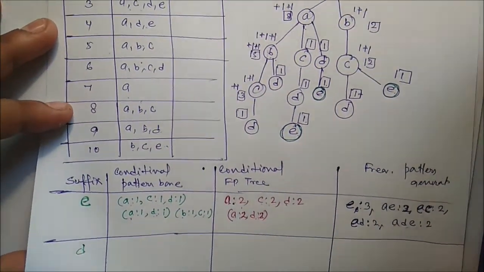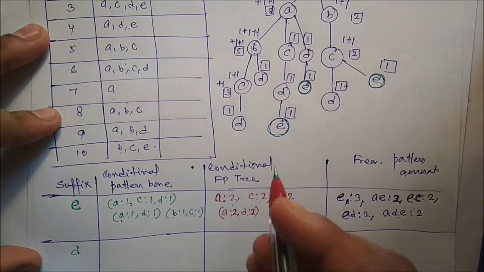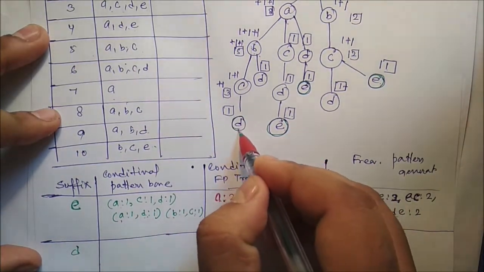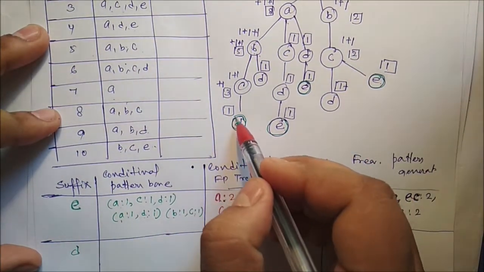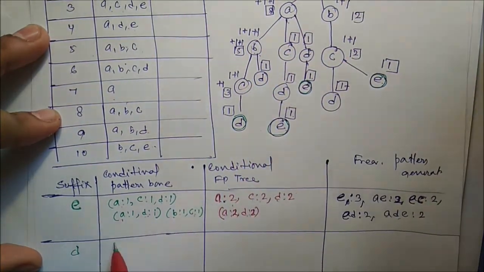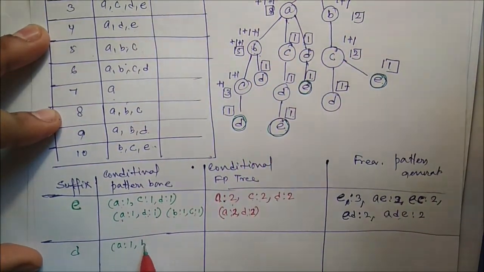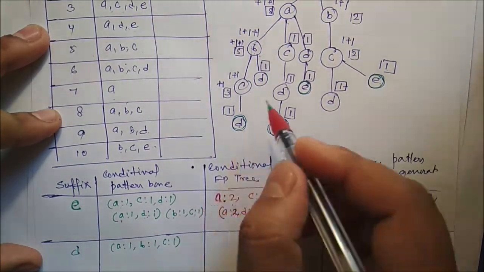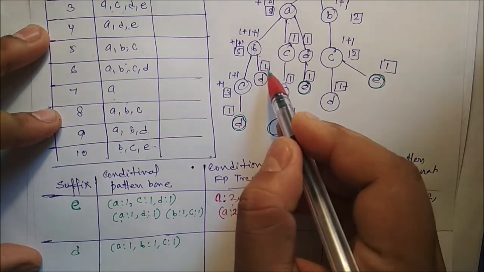Okay, so for D, see the path once again. Starting from this D, it is single time. So there is a path A, B, C single time. So A single time, B single time, and C single time for this particular D.